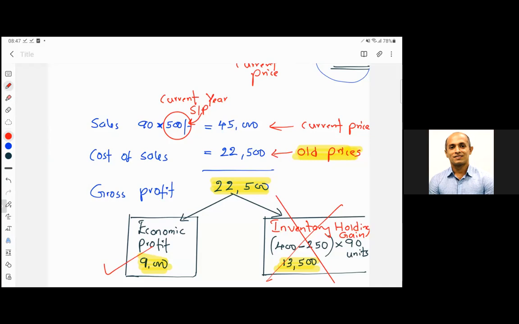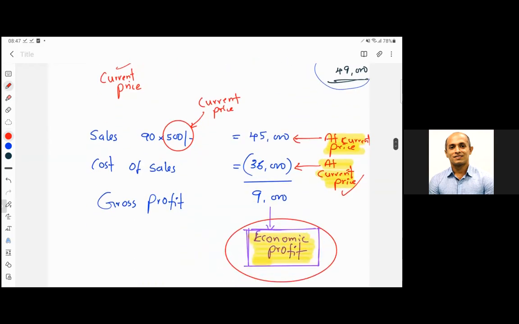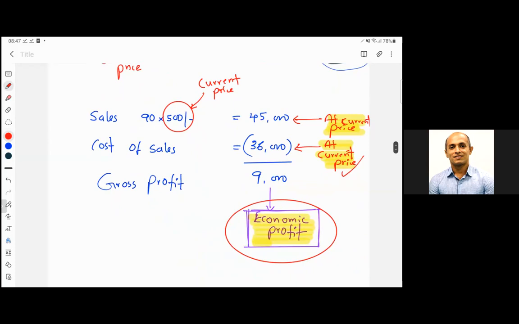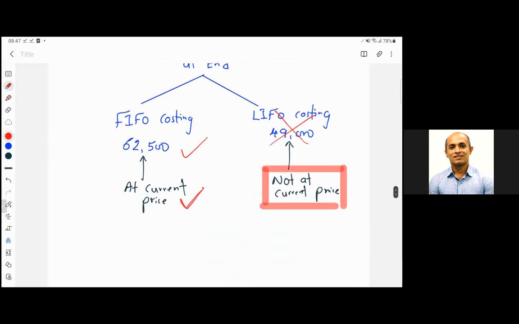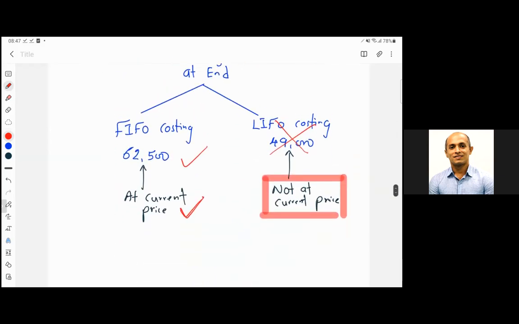But if you see the LIFO method, profit represents the company's economic profit, the company's real operating results. But inventory value is not good for the analysis. Right, so these are your learning points. You have to be careful about the company's inventory costing.